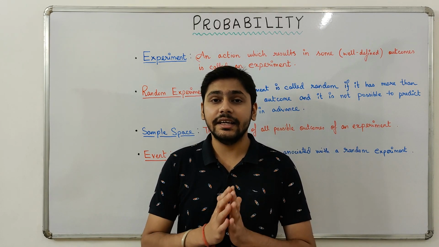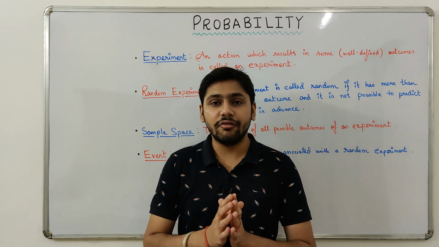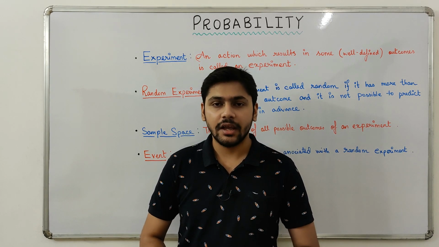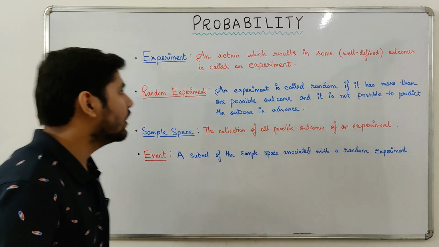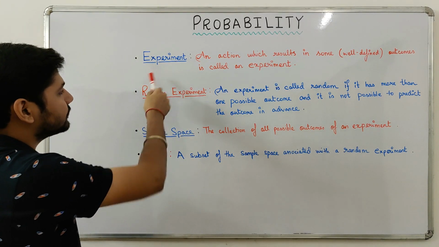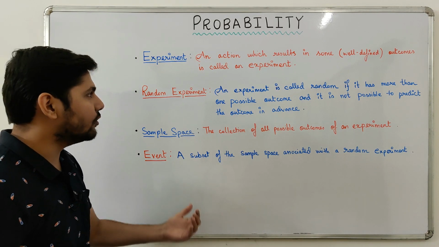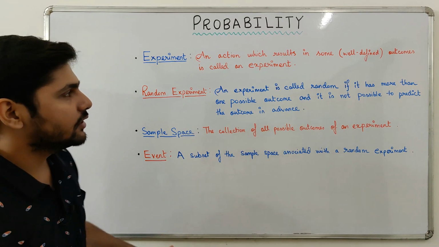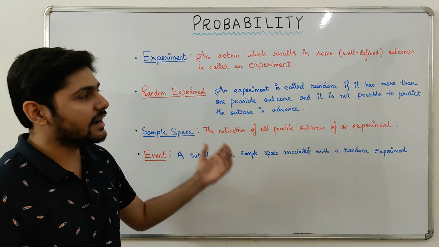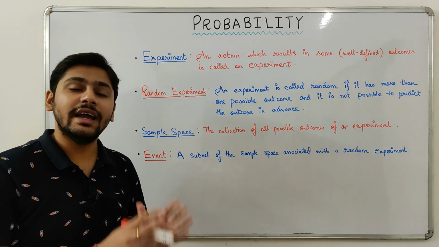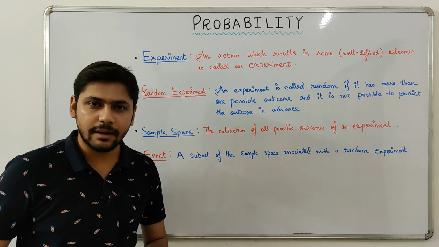Before understanding the definition of probability and how we calculate probability, there are a few terms that we need to understand. What are those? Let's check them out one by one. First, experiment. An action which results in some well-defined outcomes is called an experiment. So if you do any action that has some well-defined outcomes, then it is called an experiment in the field of probability. Let me give you some examples.